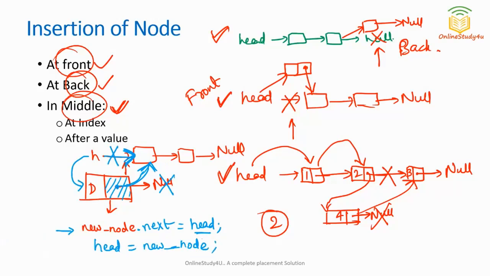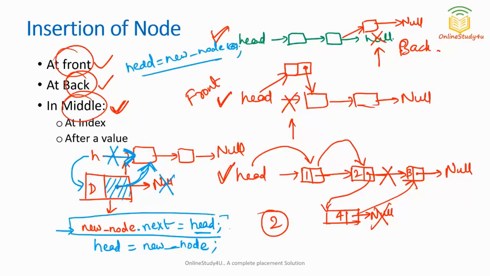Now if head is equal to null, what we can do is just head = newNode. Then there is no need of the first statement. Still this part is correct.